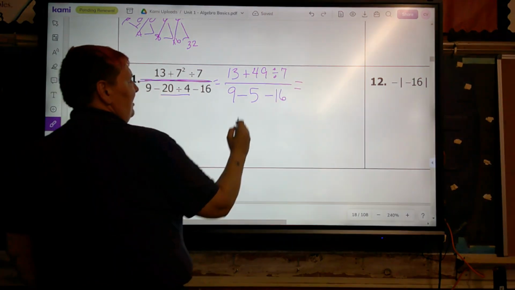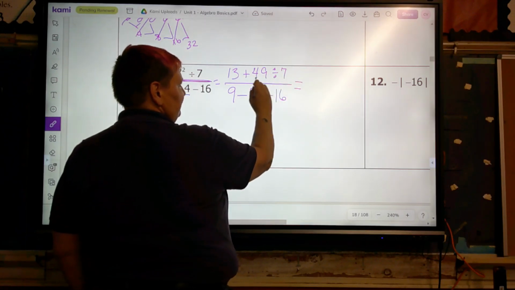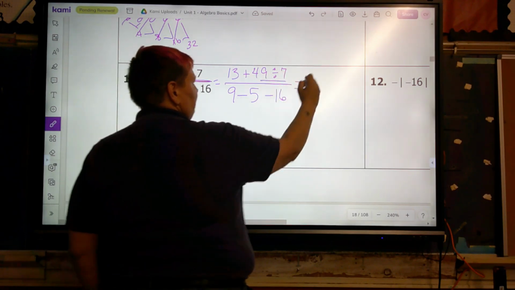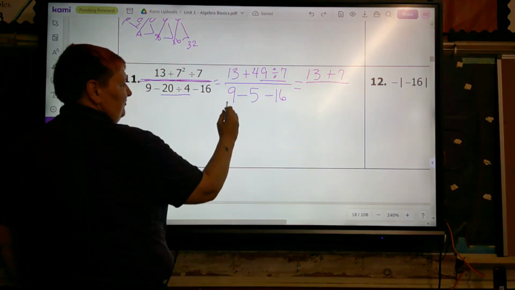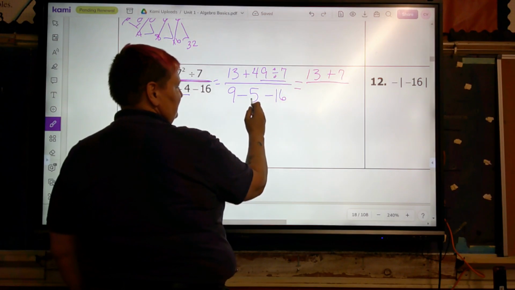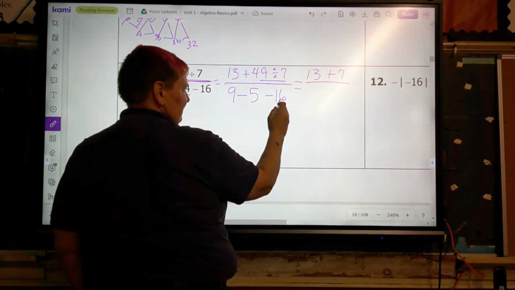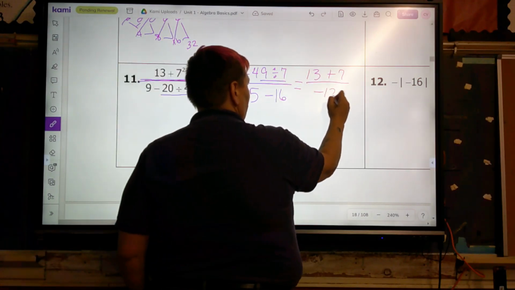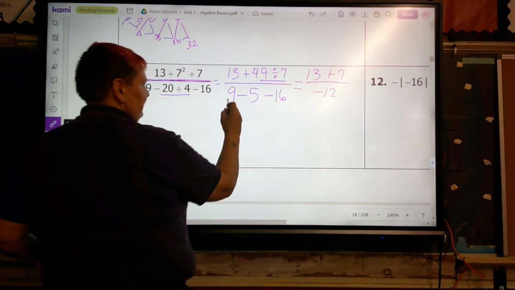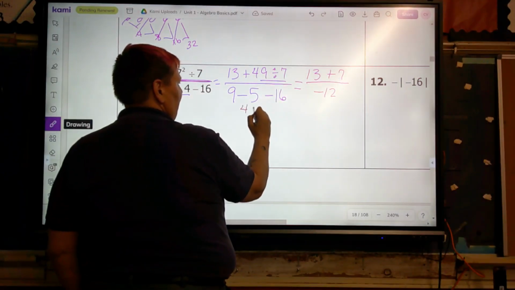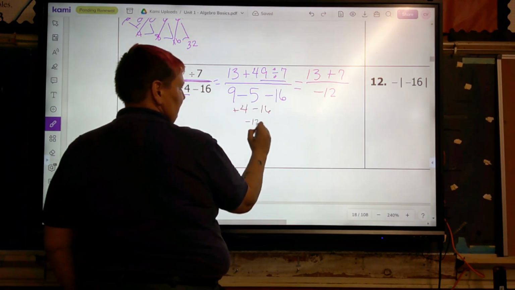Alright, moving back to the top. We have 13 plus 49 divided by 7. Let's do the division first. So it's going to be 13 plus 7. And on the bottom we have 9 minus 5, which is 4. And then 4 minus 16, which is negative 12. Right? Let's do that where you can see it. I have a feeling you need to see that. 9 minus 5 is 4. And 4 minus 16 is negative 12.